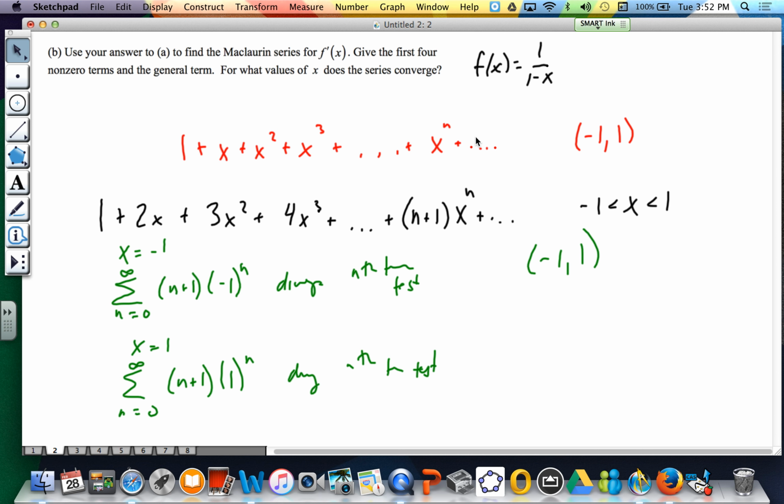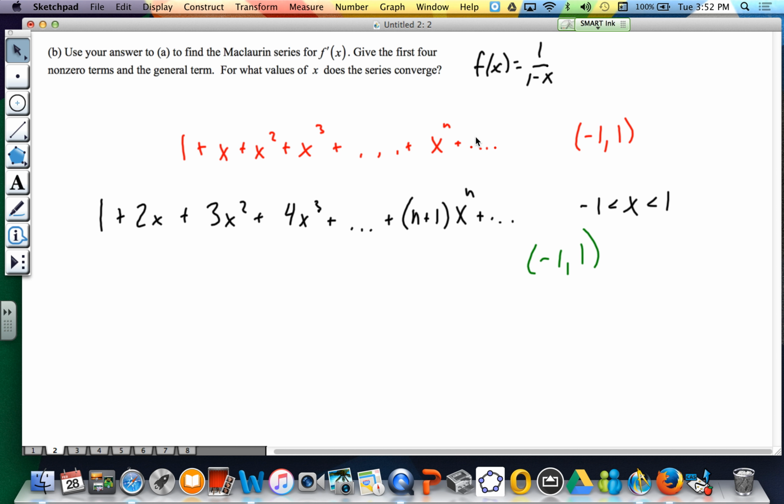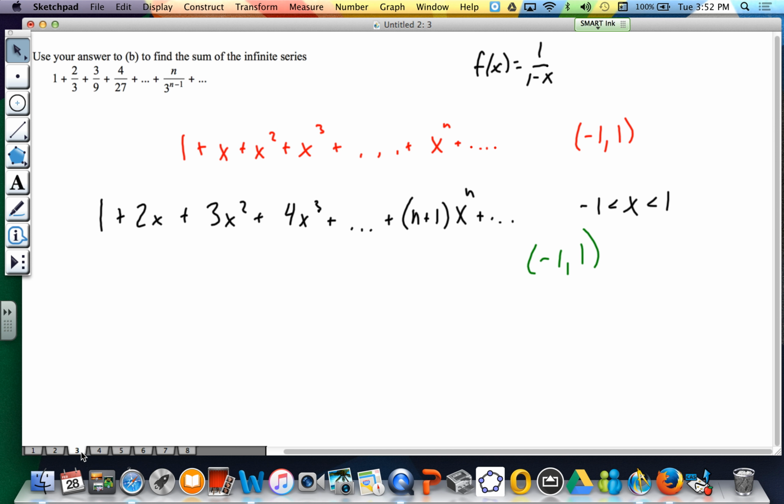Now, I am going to erase this part and go to the next problem, part C. It says use your answer in B to find the sum of the infinite series 1 plus 2/3 plus 3/9 plus 4/27 plus dot dot dot. Well, am I not just replacing x here with 1 divided by 3? I think we would be in business there.